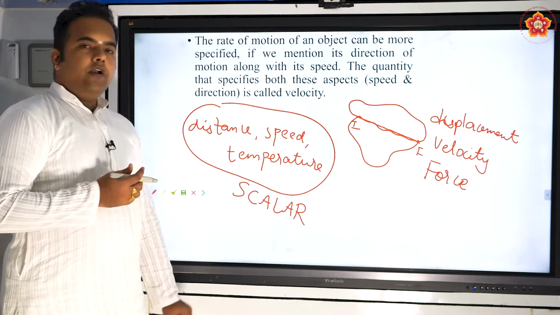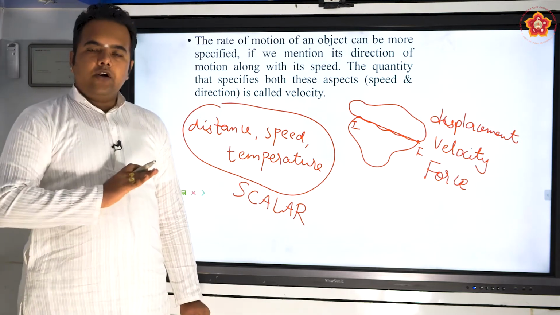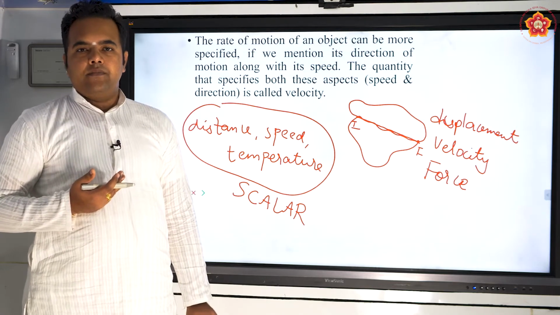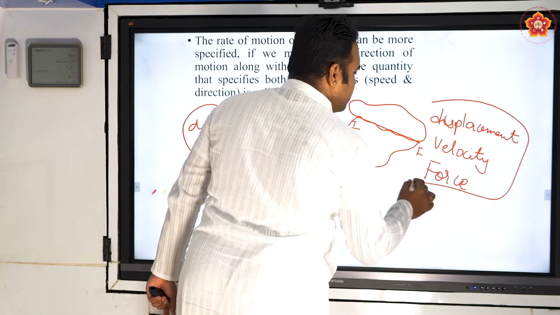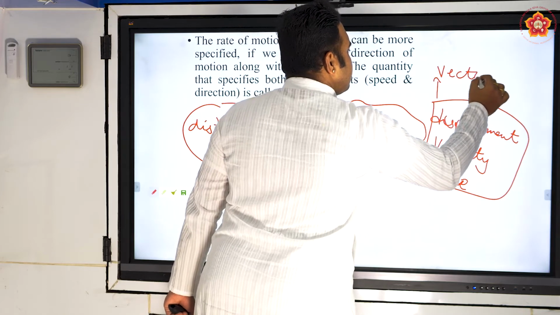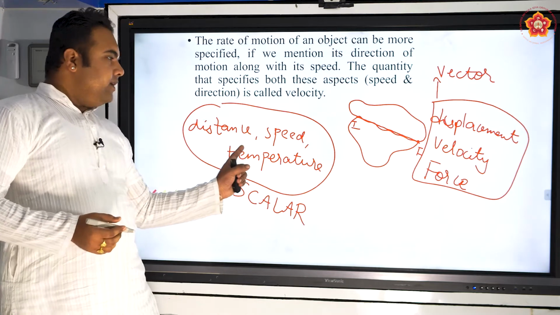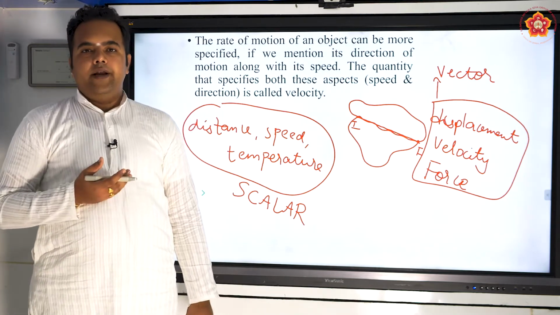So scalar quantity means what? That particular parameter does not depend on the direction at all. It is independent of direction. And these quantities are called vector quantities. Vector means what? They not only need the magnitude, but they also need the direction to be specified.